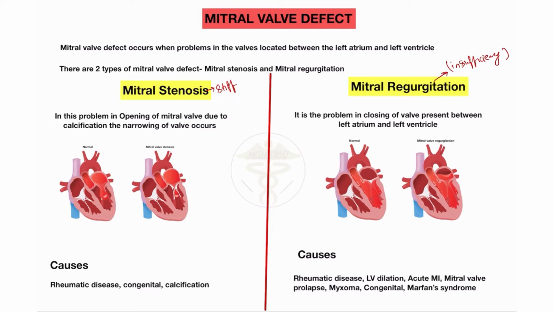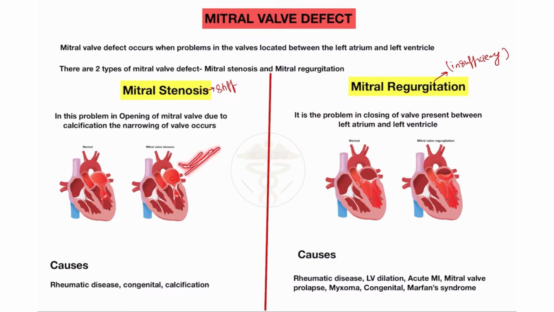Here you will see the normal heart where the valve opens normally, but this is the stenotic heart, meaning mitral valve stenosis occurs between the left atrium and the left ventricle. Here is the mitral valve, present between the left atrium and left ventricle. You will see the narrowing of the valve, due to calcification or a congenital defect, and also rheumatic disease, rheumatic fever. This also causes mitral stenosis.